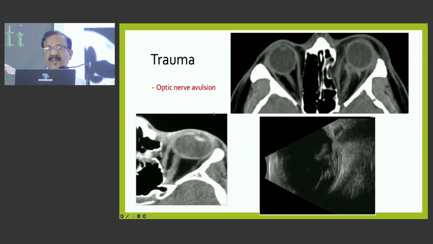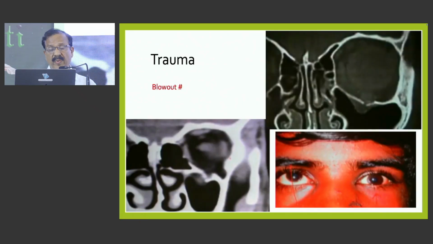Optic nerve avulsion is clearly seen in the CT scan as a discontinuation of the optic nerve. Here also, this is an ultrasound picture showing alteration of the junction of the optic nerve. This is the optic nerve, junction of the optic nerve and the globe. This is vitreous hemorrhage, and there is fresh blood collected adjacent to the optic nerve.